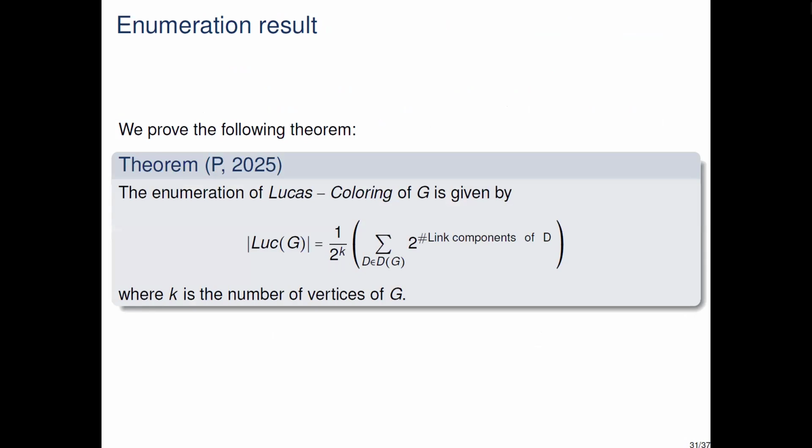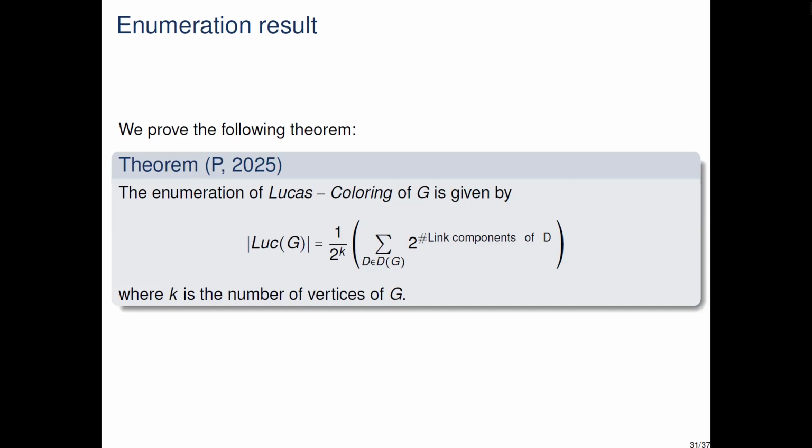So you look at this particular sub collection which has 3 to the power k many elements. For each link diagram, I'm going to see how many link components there are, and then I'm going to take the statistic 2 to the power number of link components, add them up and divide by 2 to the power k. And that exactly gives you the number of Lucas colorings of the graph.